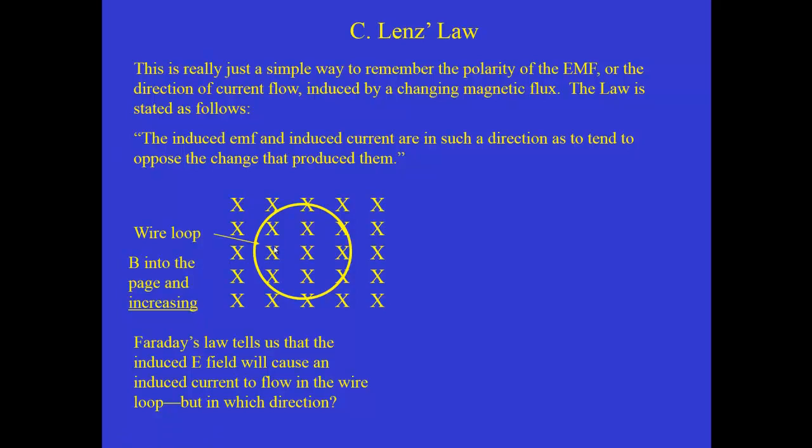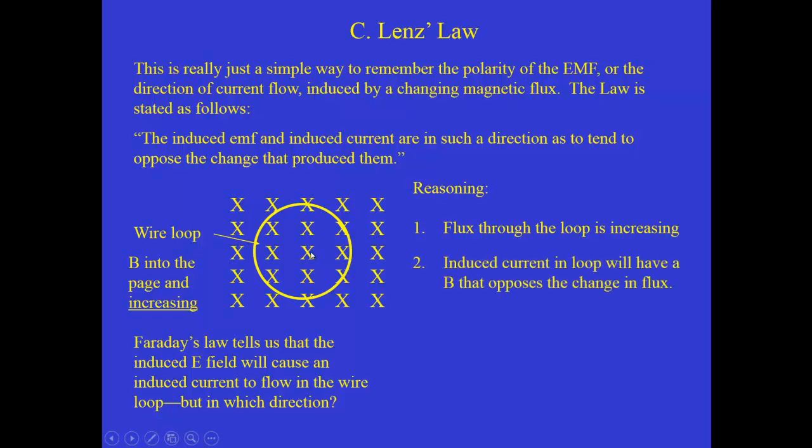So here's how we use Lenz's law, which is the statement up here that tells us the induced EMF and current tend to oppose the change that produced them. Here's how you do it. We notice that the flux through the loop, because of the magnetic field pointing into the page, is increasing. Now, what Lenz's law tells us is that whatever current is induced in this wire loop, it will have a magnetic field that opposes the original change in flux.